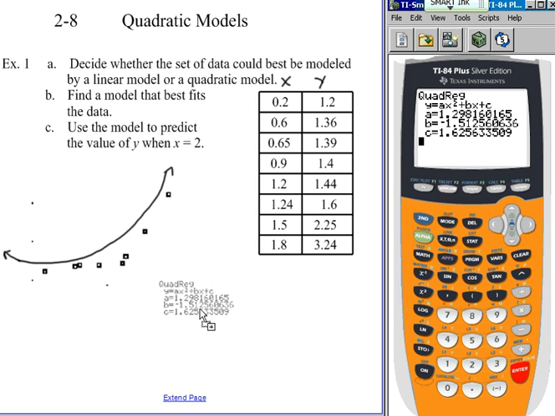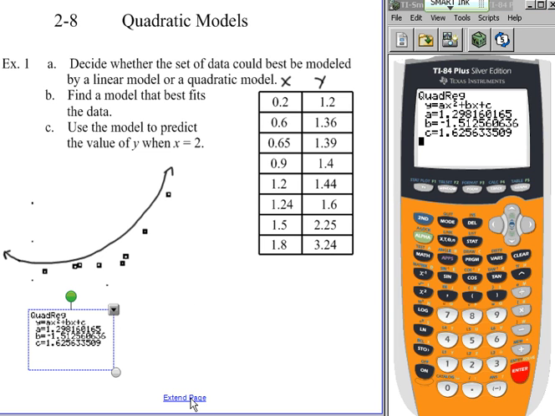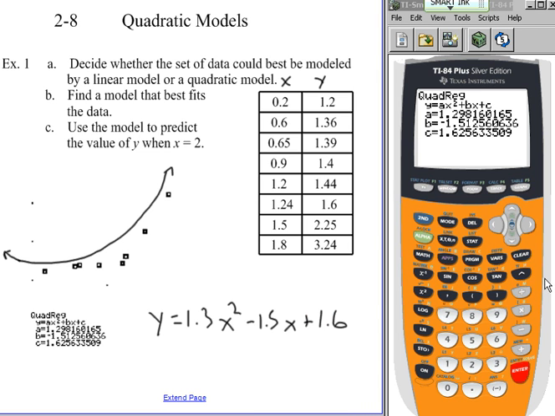So I'm going to bring that onto the home screen. And then I'm going to write here, our equation of our parabola now would be y equals 1.3x squared minus 1.5x plus 1.6. So there's the equation of the best fitting parabola through our data.